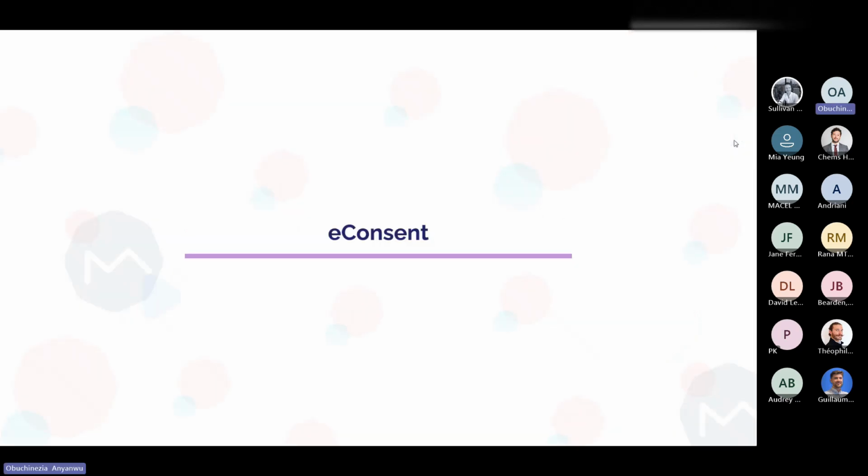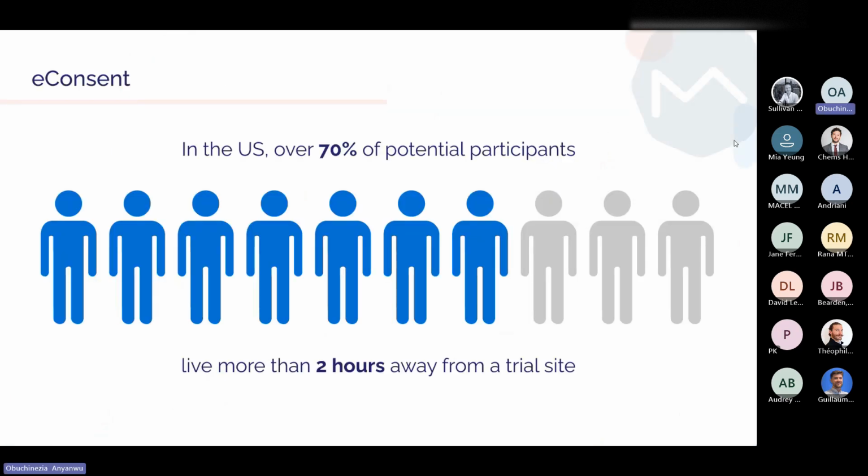So just to start with, we have eConsent. This is just a general figure, specifically for the US. Approximately over 70% of potential participants for a clinical trial live more than 2 hours away. And this is quite interesting, and quite important, because it does highlight the importance of having a decentralized way of doing clinical trials in order to help patients and any other stakeholders take part.